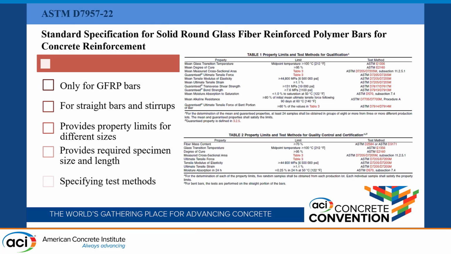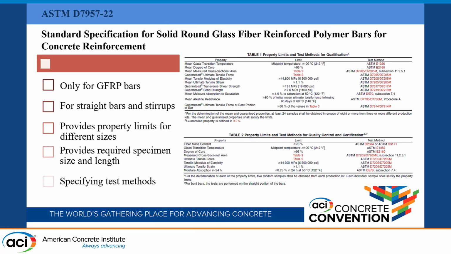So here's the ASTM D7957, the previous version, which is published now. Again, it just covered the GFRP straight bars. It provides the limits for different sizes of the FRP. For example, if you go to Europe, in the EAD, I mean, the European Assessment Document, you will not see the limits. So there are the differences.